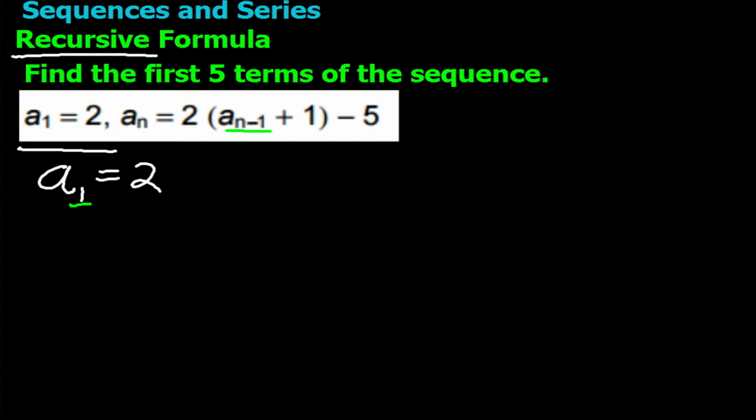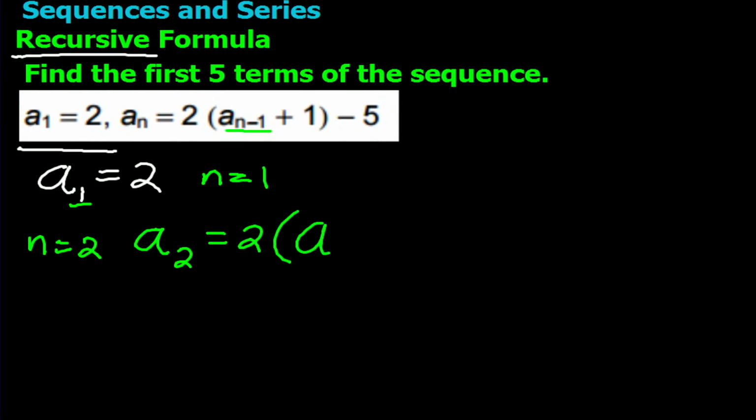I'm going to go and find the second term. So in this first term, n is equal to 1. In the second term, when n is equal to 2, then my a sub 2, the second term of the sequence, is equal to 2 times a sub 2, and notice I'm substituting in 2 where n is, minus 1, and again, this subscript notation only indicates which term I'm talking about. That's the only significance it has. So a sub 2 minus 1, plus 1, subtract 5.